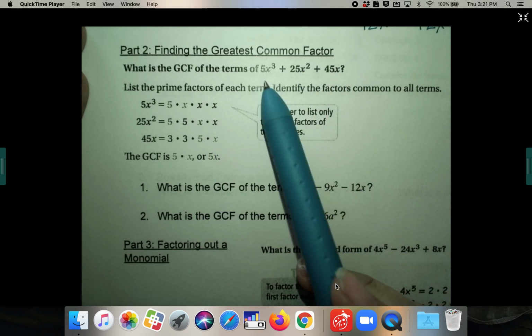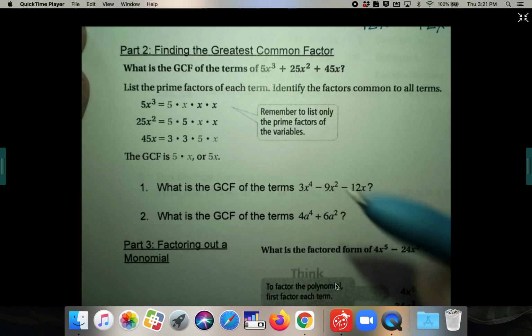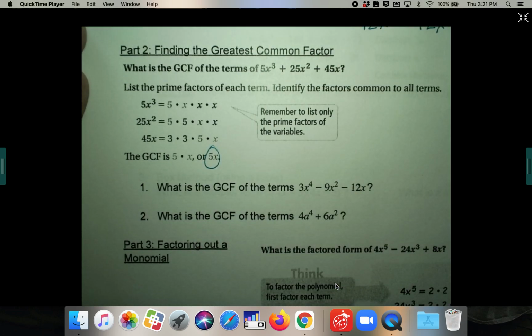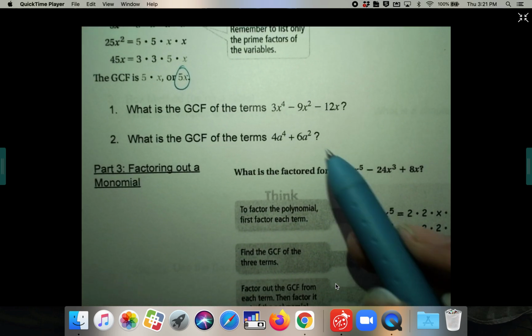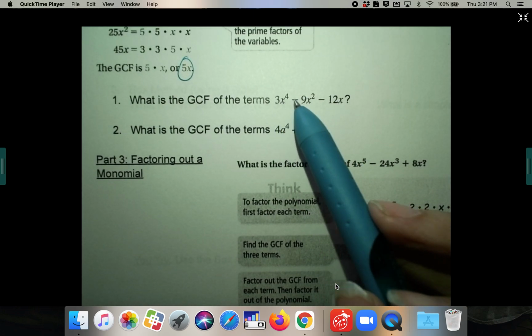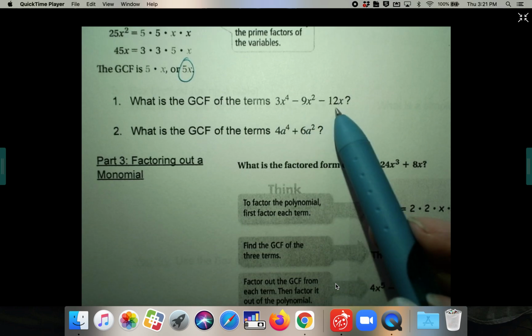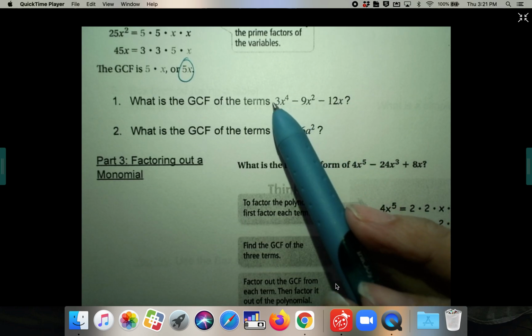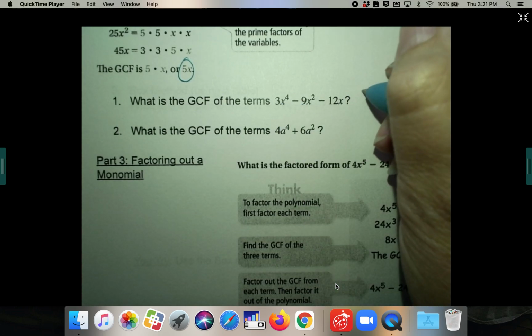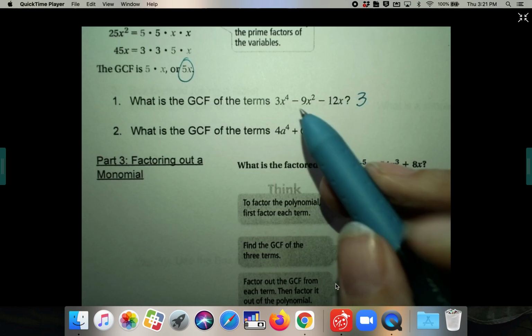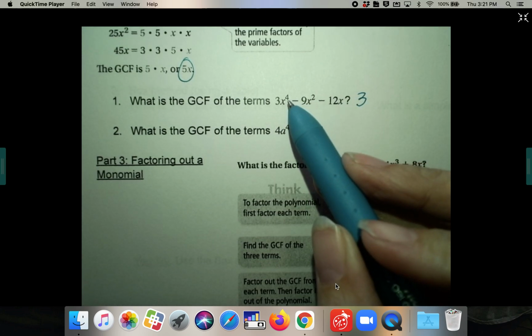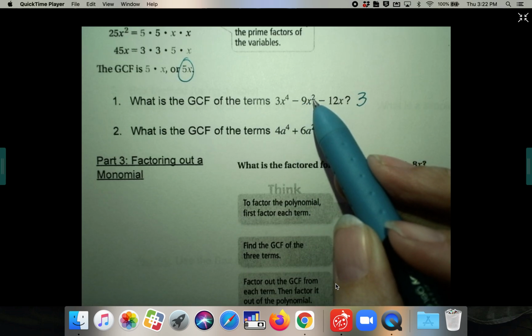So pull out 5 and x, so the greatest common factor is 5x. So what is the greatest common factor of 3x to the fourth minus 9x squared minus 12x? Each of these numbers divides evenly by 3, so you can pull a 3 out of each term. And you can pull an x, but you can't pull 4 x's when this one only has 2.